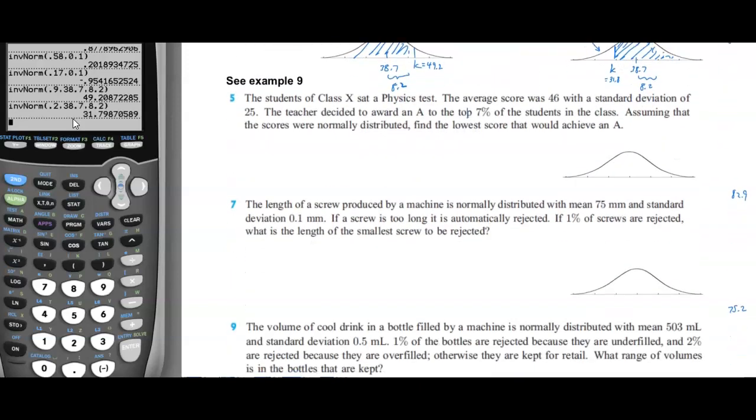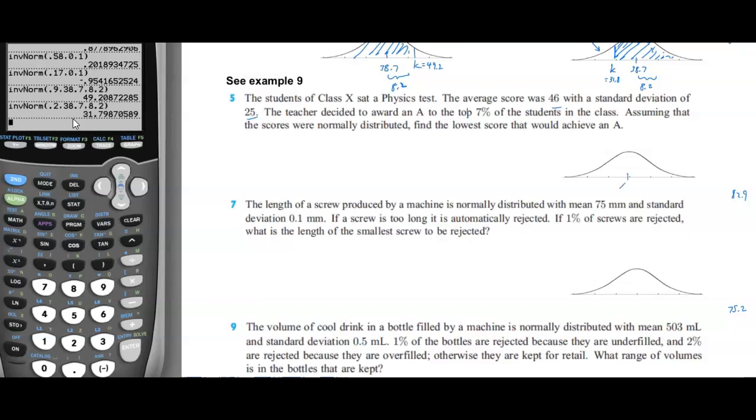All right, the students of class X sat a physics test. The average score was 46 with a standard deviation of 25. The teacher decided to award an A to the top 7% of the students in the class. Assume that the scores were normally distributed. Find the lowest score that would achieve an A.